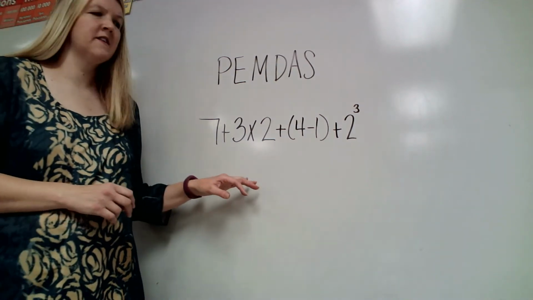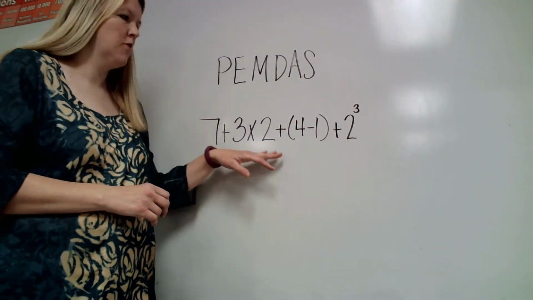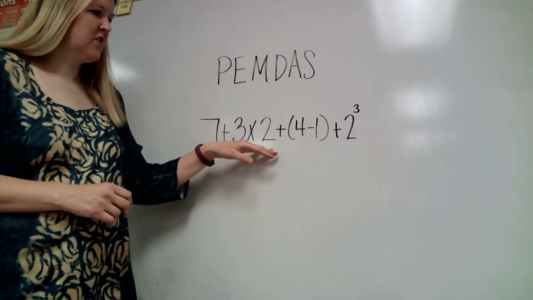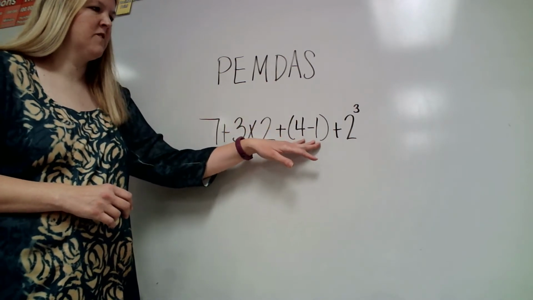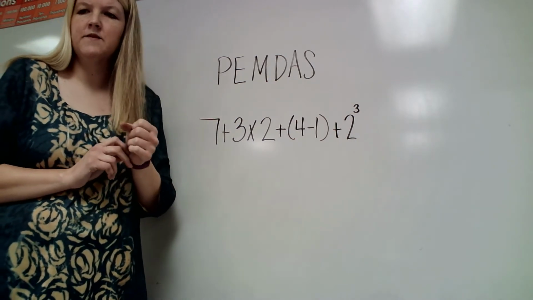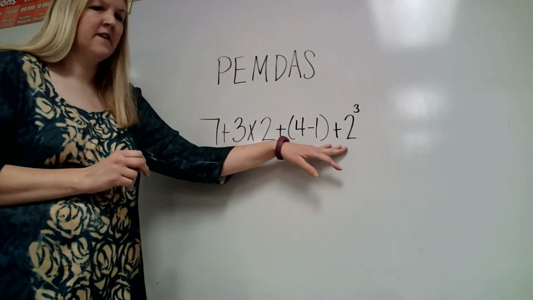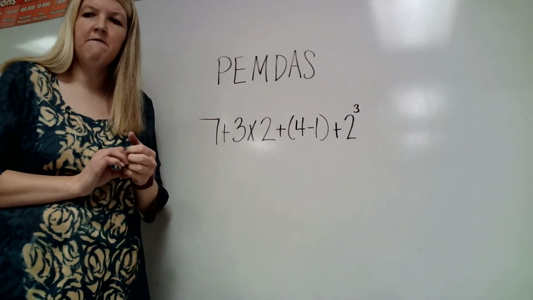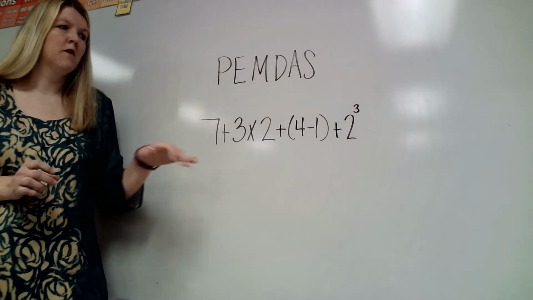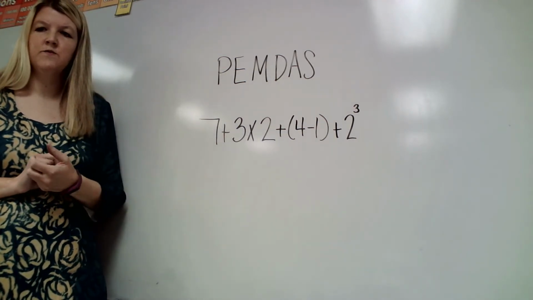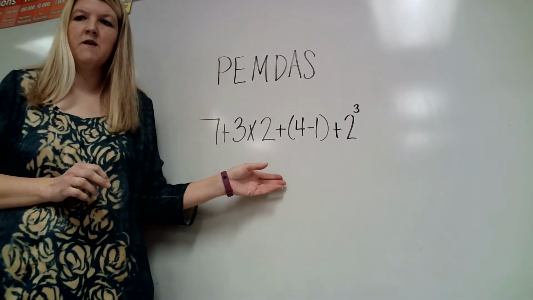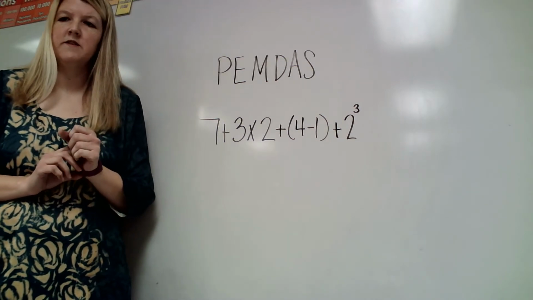All right, before we go over today's lesson, I want you to work this problem out. So I've got 7 plus 3 times 2 plus, in parentheses, 4 minus 1 plus 2 to the third power. Normally, whenever we do this in class, I get several different answers when I have them work out a problem. So we're going to see if this is the case today too. Pause the video, work out this problem, and after you have your answer, come back and we're going to go over a few things with this.